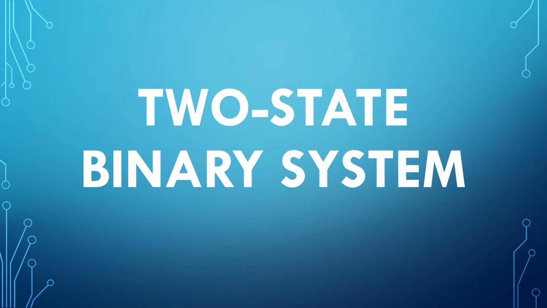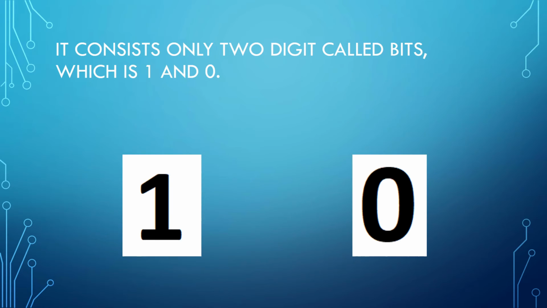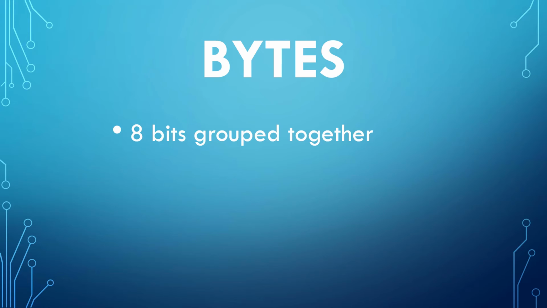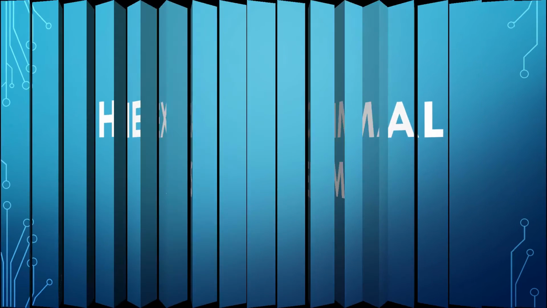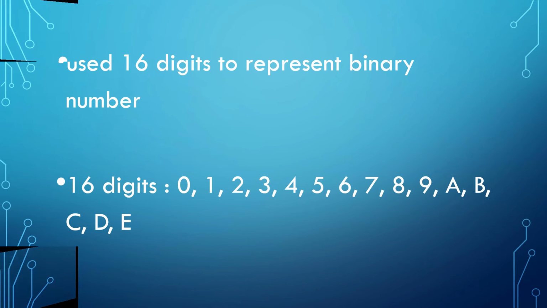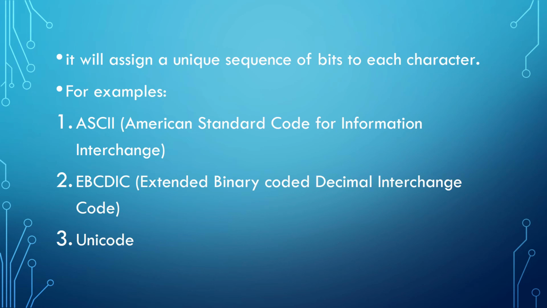Binary system. It consists of only two-digit code bits, which are 1 and 0. Bytes are 8 bits grouped together. Hexadecimal system uses 16 digits to represent binary numbers. Character encoding assigns a unique sequence of bits to each character. For example, ASCII and EBCDIC.